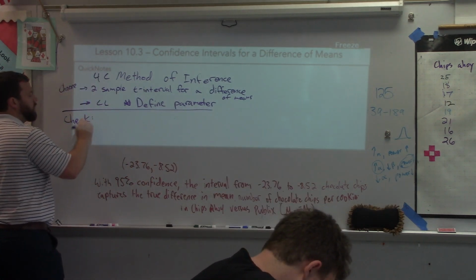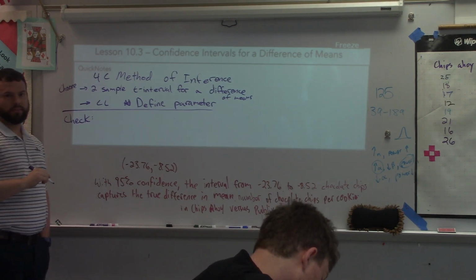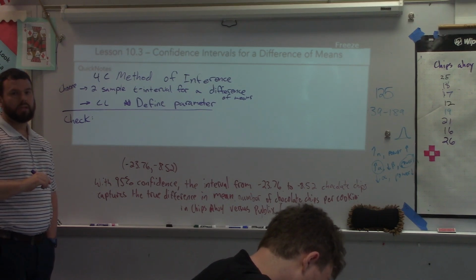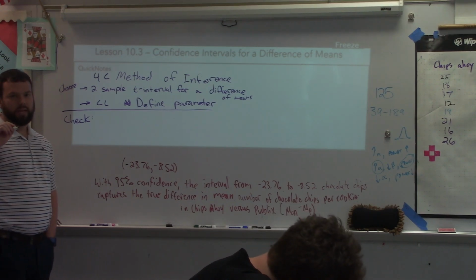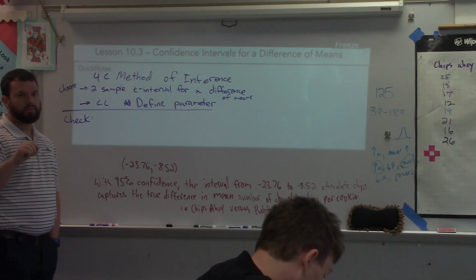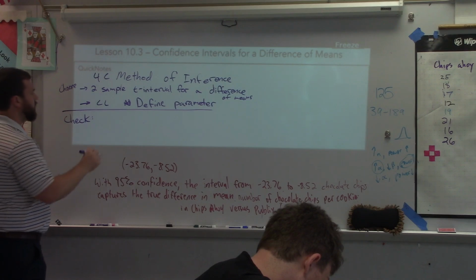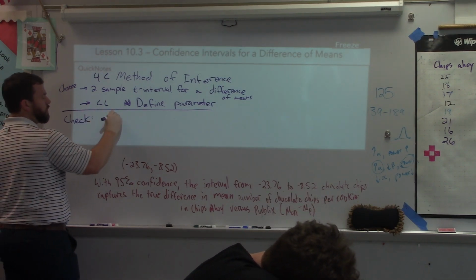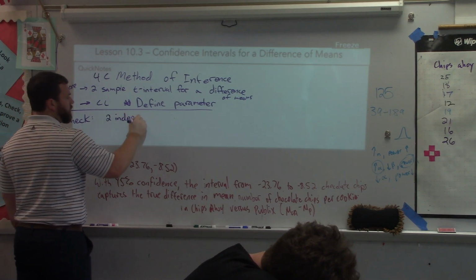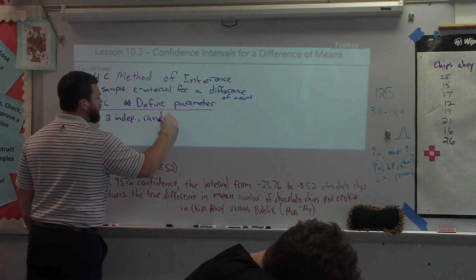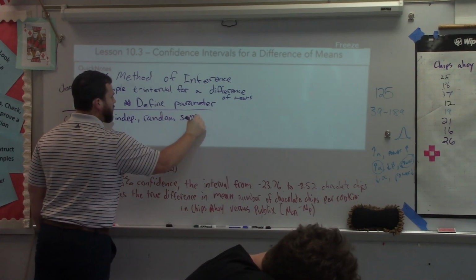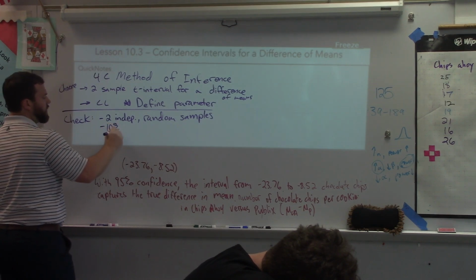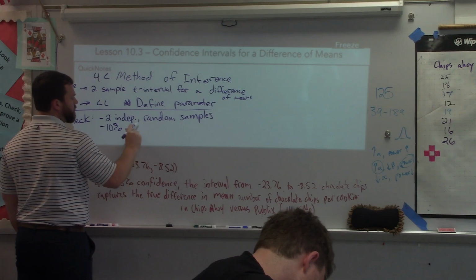Check. How many samples do you have? 2. So how many samples need to be random? 2. And don't just put random and check. That is like the bare minimum. They sometimes don't count that for evidence. So you need to talk about not just random, but 2 independent random samples. You got to talk about that. A short little sentence will do wonders. You got to check 10% if sampling without replacement.